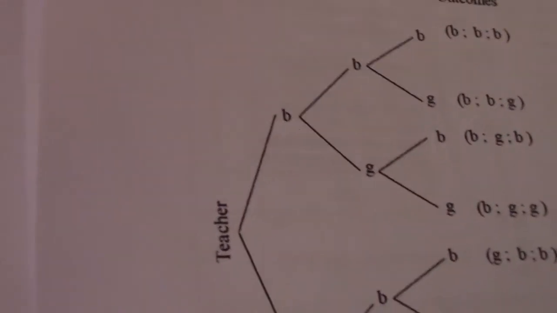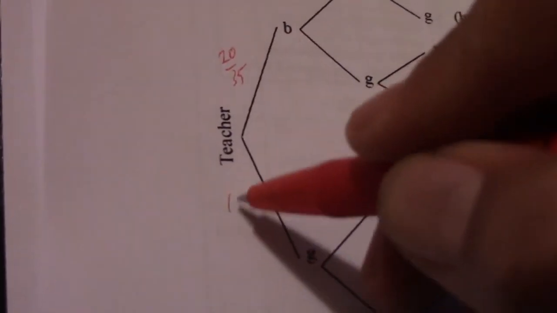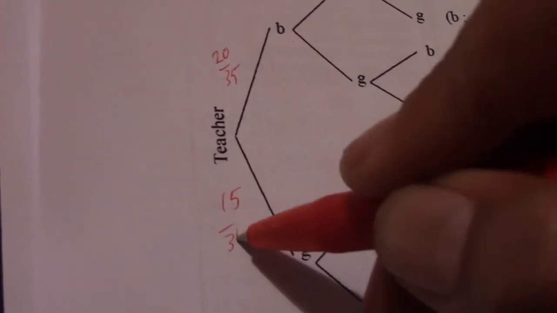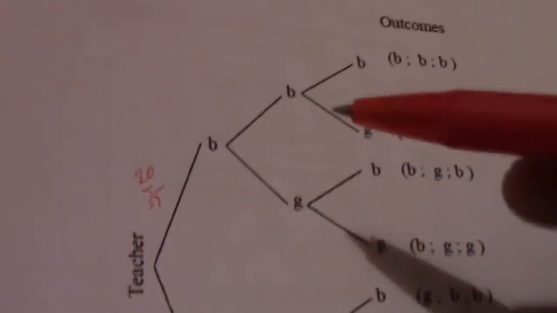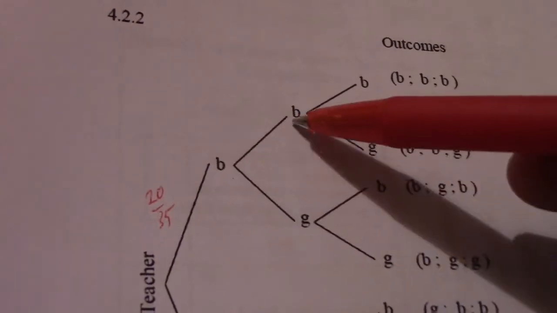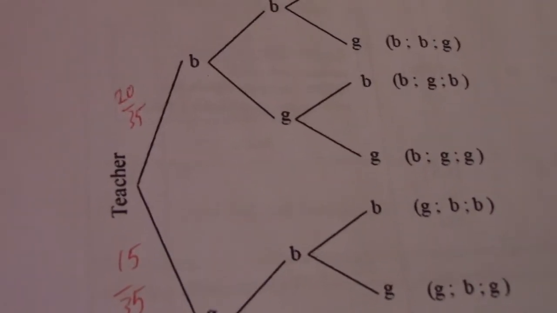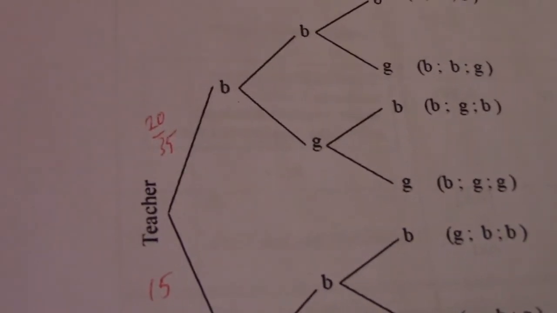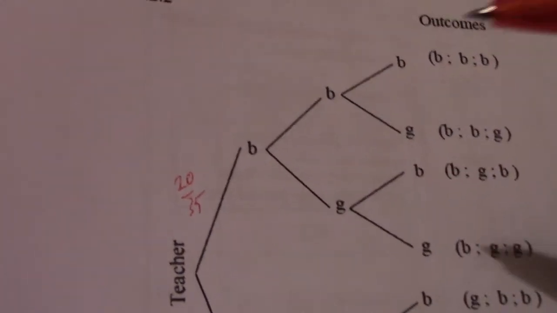Probability for boys, if I put it on here, should be 20 out of 35, and for girls should be 15 out of 35. Excuse the beautiful handwriting. Right, so after choosing a boy again, we're dealing with dependent events, not independent, so I have to complete.